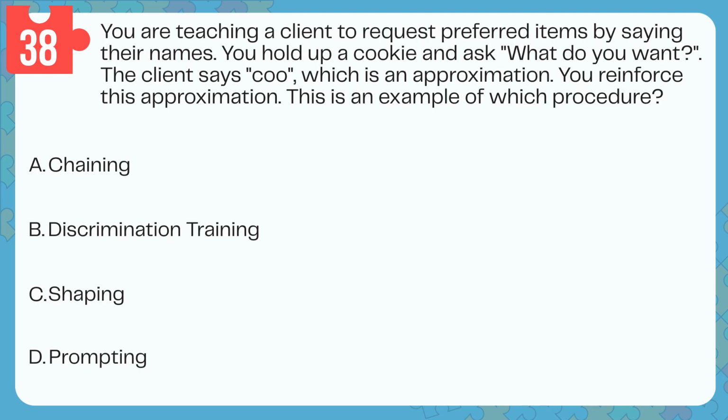Question 38. You are teaching a client to request preferred items by saying their names. You hold up a cookie and ask, "What do you want?" The client says, "Ku," which is an approximation. You reinforce this approximation. This is an example of which procedure? A. Chaining. B. Discrimination training. C. Shaping. D. Prompting.